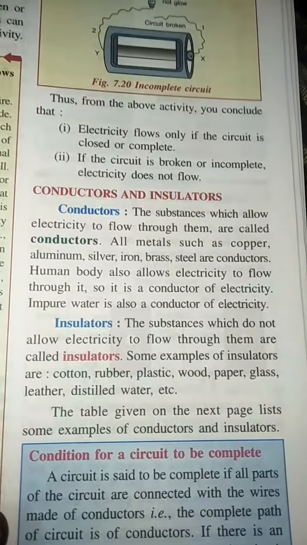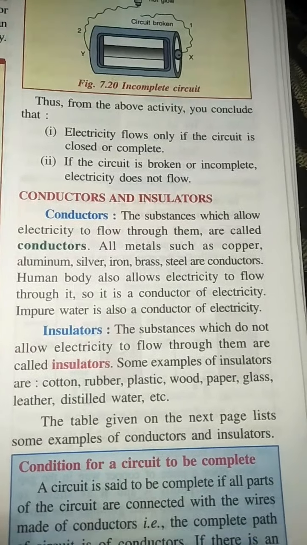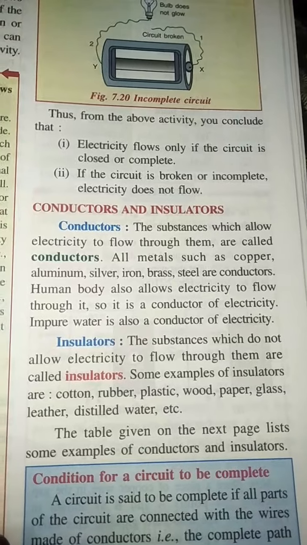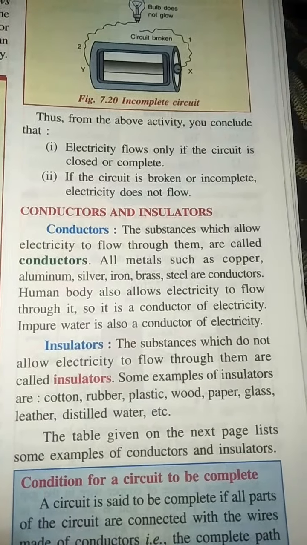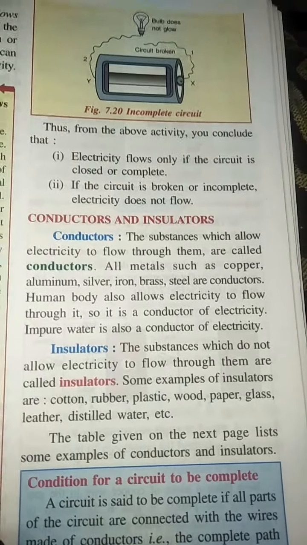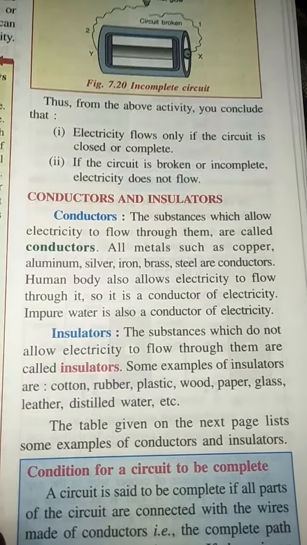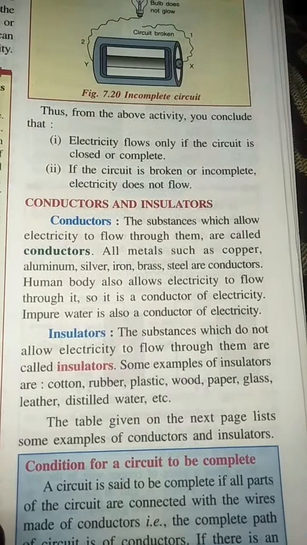Now next comes insulators, children. The substances which do not allow electricity to flow through them are called insulators. Now some examples of insulators are cotton, rubber, plastic, wood, paper, glass, leather, distilled water, etc. Okay, class?